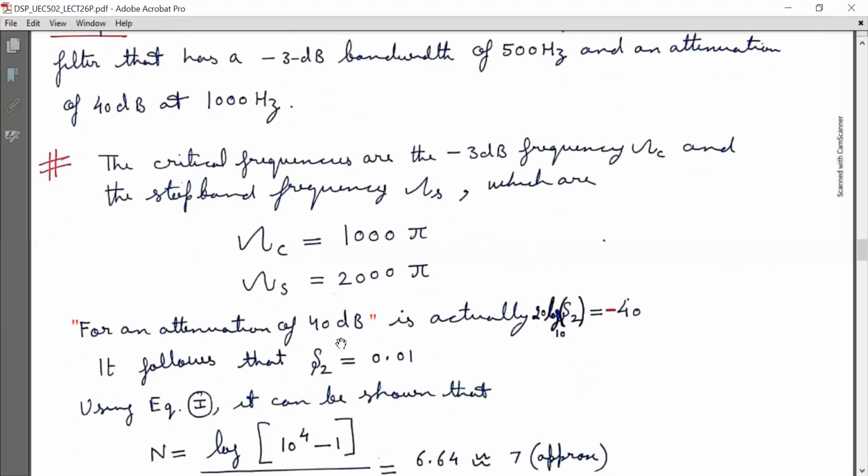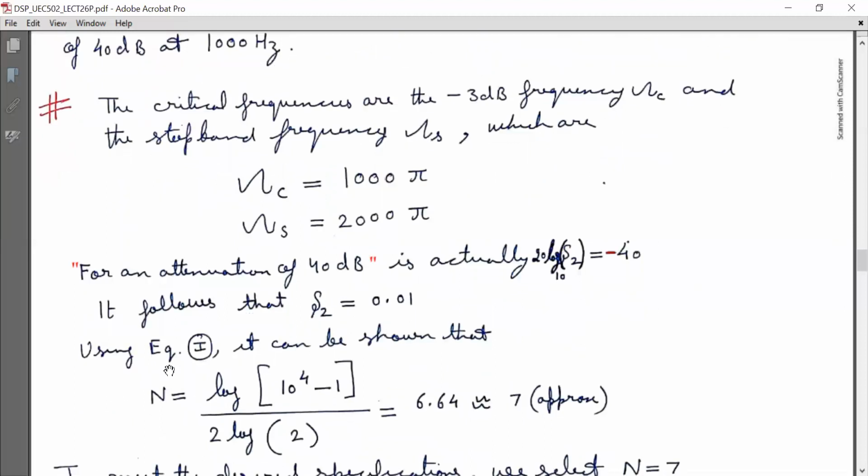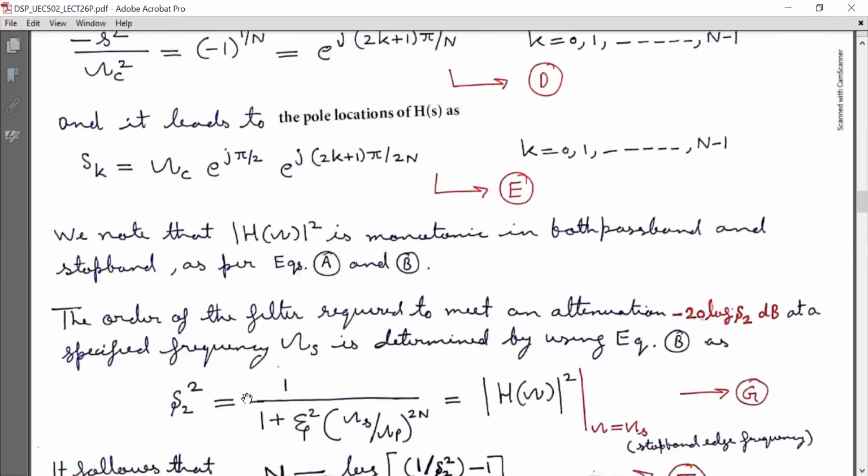Now for an attenuation of 40 dB, this means minus 20 log 10 delta 2 is equal to 40, or 20 log 10 delta 2 is equal to minus 40. So it follows that delta 2 is equal to 0.01. Now using omega c, the cutoff frequency, omega s, the stop band edge frequency, and delta 2, I will use equation I. Let us see equation I once more.